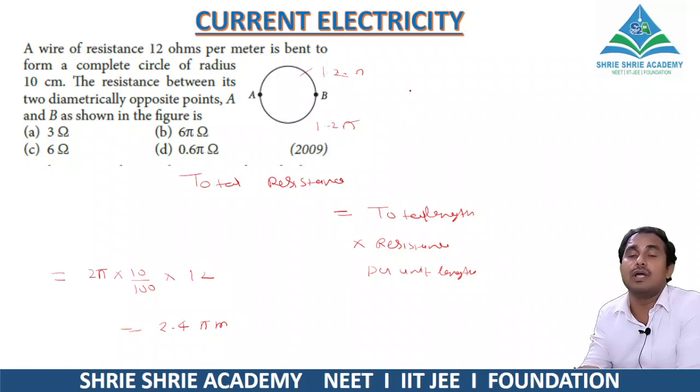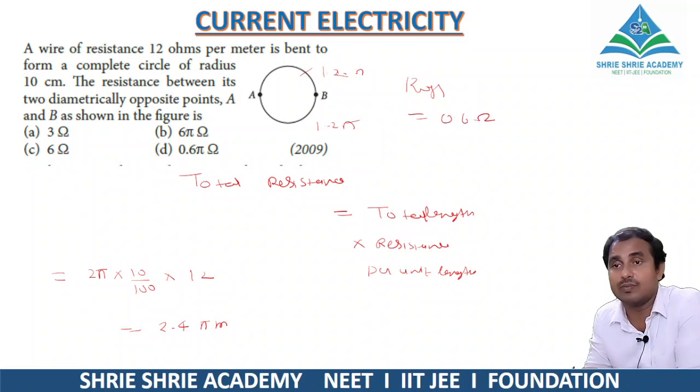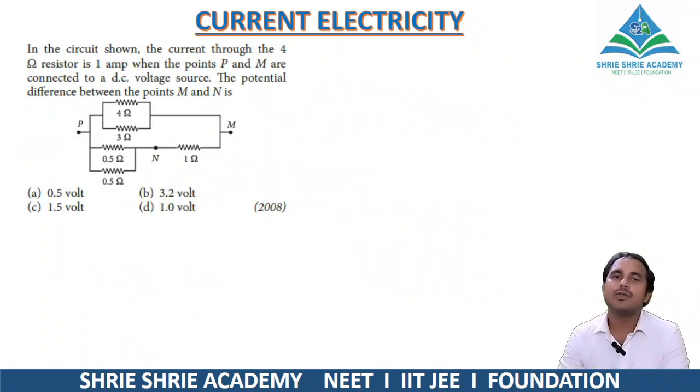You know that when they are in parallel, the effective resistance R effective is equal to R by 2, that is 1.2 pi divided by 2, you get 0.6 pi ohm. So this question will be confusing for many students, so you'll see in the simple method how to find the answer.